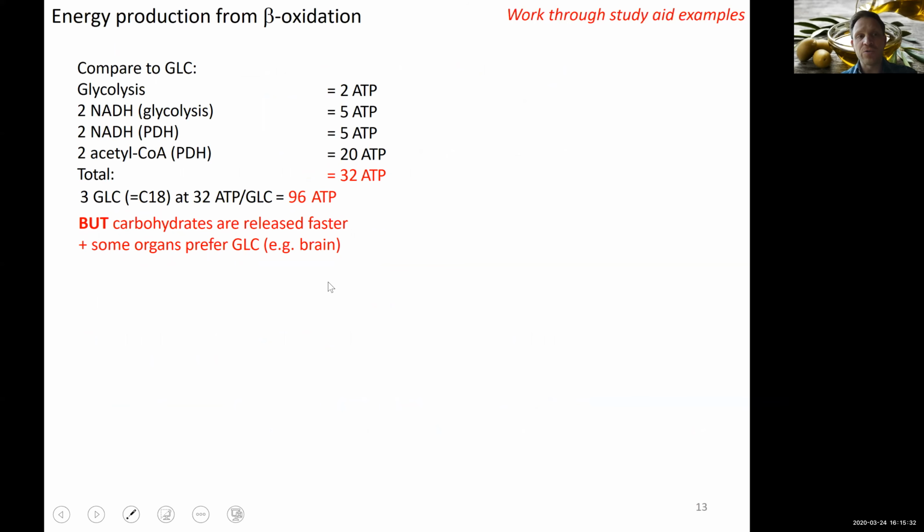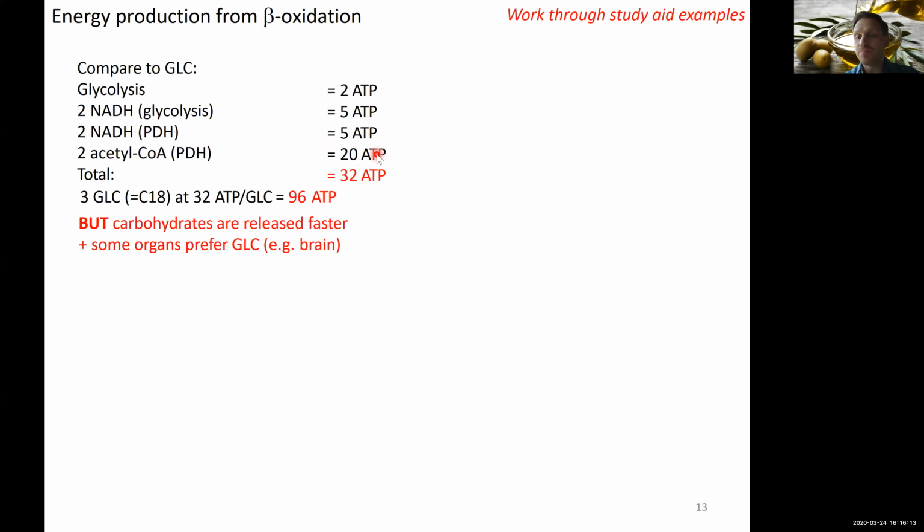If we are comparing it to glucose, for example, running through glycolysis, our net ATP yield is 2 ATP. In glycolysis, we're running 2 of the payoff phases. We're generating 2 NADH in glycolysis, 5 ATP, 2 times 2.5 for NADH, another 2 for the 2 pyruvates that result from glycolysis, which run through the PDH reaction, another 5. We are generating 2 acetyl-CoA in the PDH reaction, so 10 for each through the TCA cycle gives us 20 ATP. Adding all of this up is 32 ATP.